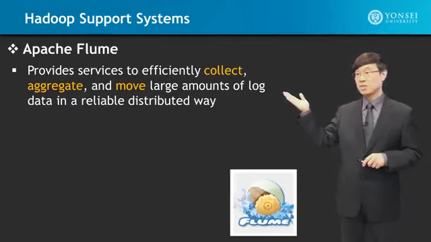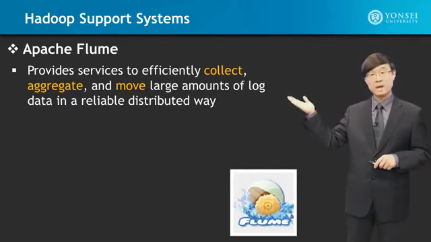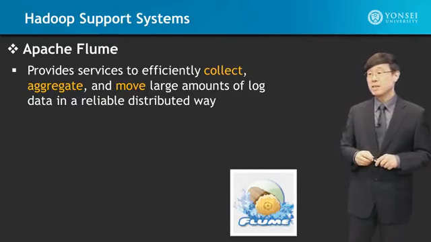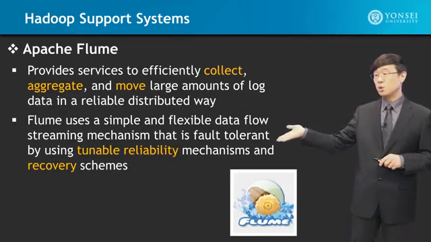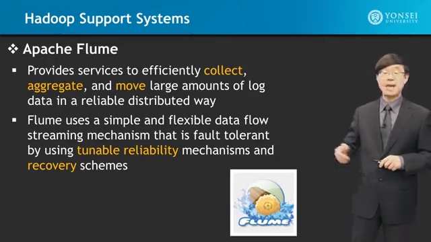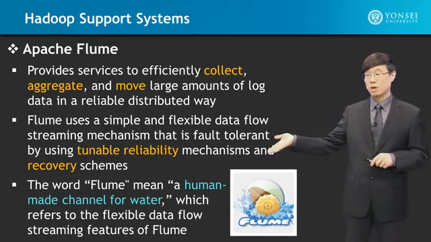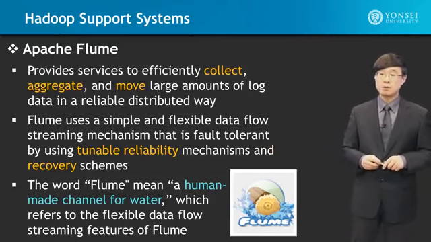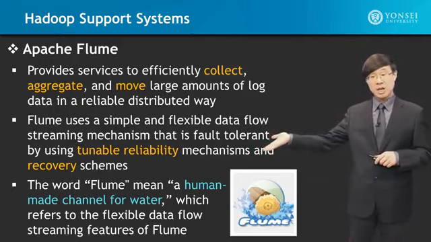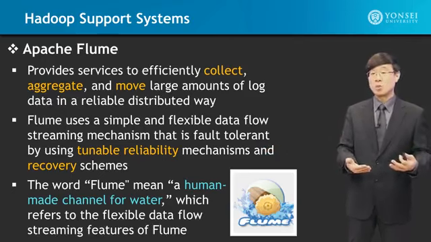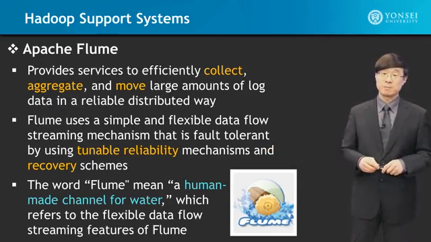Apache Flume provides services to efficiently collect, aggregate, and move large amounts of log data in a reliable distributed way. Flume uses a simple and flexible data flow streaming mechanism that is fault-tolerant by using tunable reliability mechanisms and recovery schemes. The word flume means a human-made channel of water, which refers to flexible data flow streaming features of Flume. They make human-made channels of water in order to move logs when there is no natural flow of water. And that's where the name Flume came about.